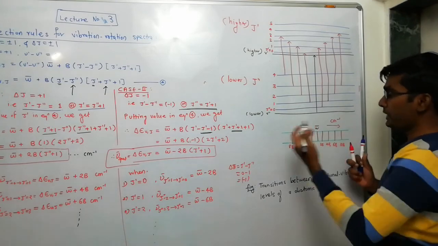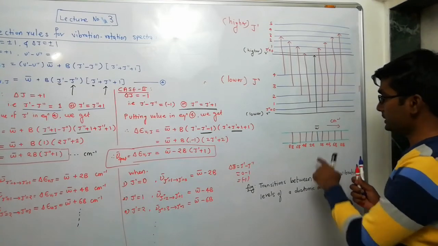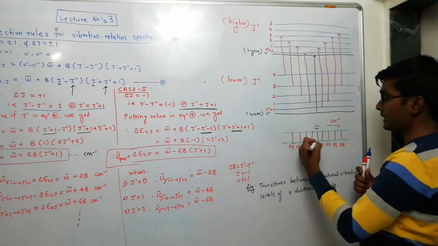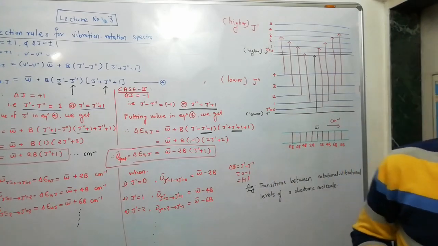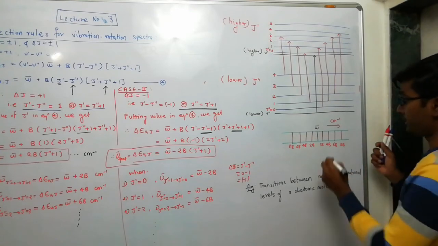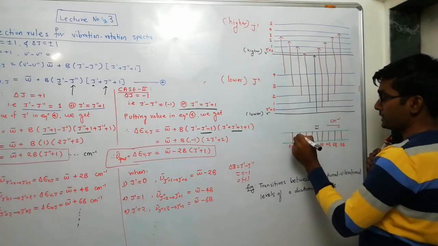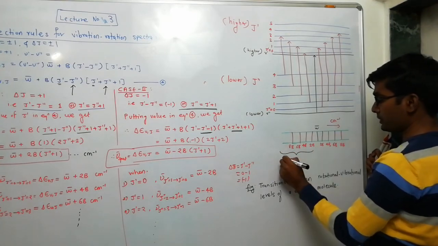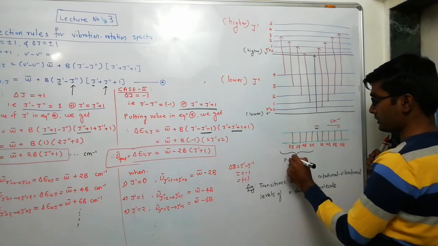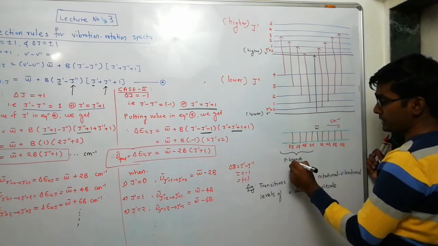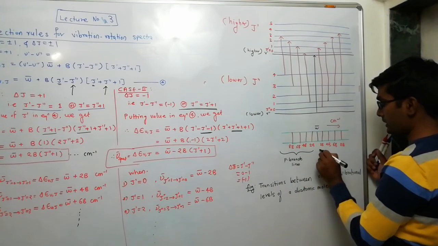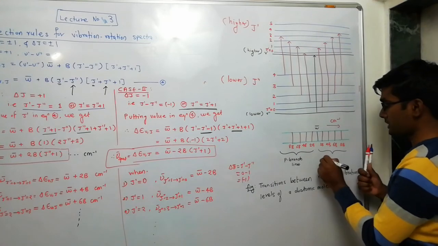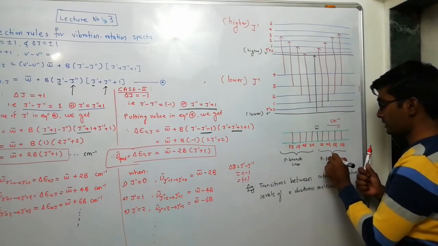Now the naming: how are these lines identified? This is the fundamental vibrational line, and this is the first rotational line observed on the lower side. The name given is P. So the lines on the lower side of the fundamental vibrational frequency are called P branch lines, and the lines observed on the higher wave number side are called R branch lines.